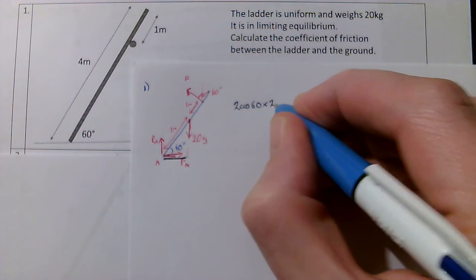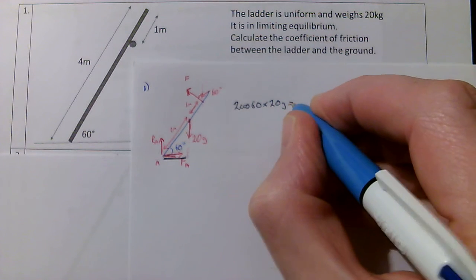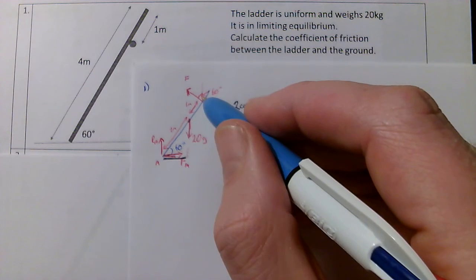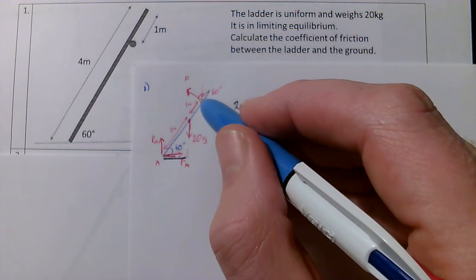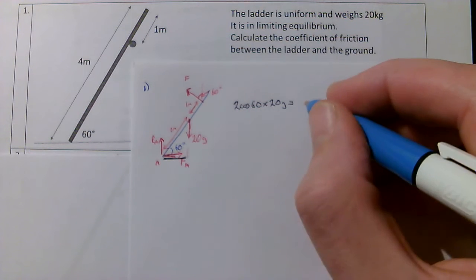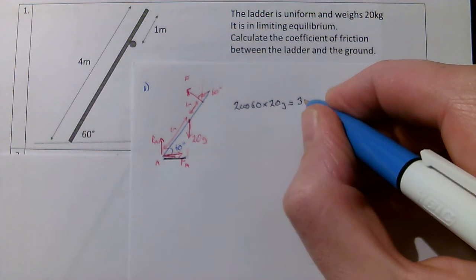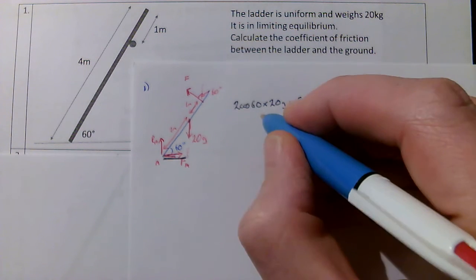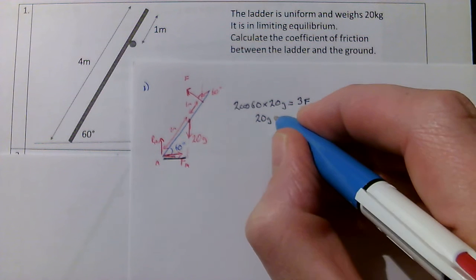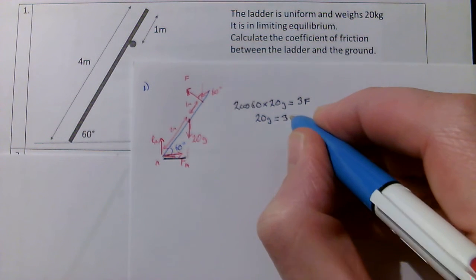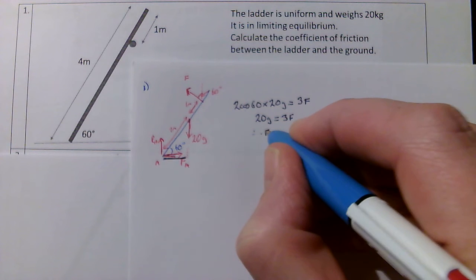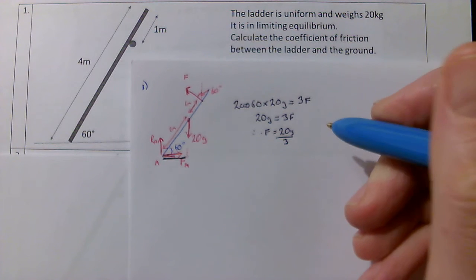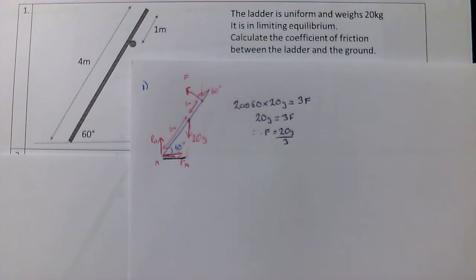So this distance here is 2 cos 60, so I can say 2 cos 60, which is this distance, times my force, which is 20g, must equal the moment of this force F. Well, this is already acting perpendicular, so this is the shortest distance, is equal to 3F. Well, cos 60 is a half, so it's 2 times a half, which is 1. So I can say 20g equals 3F. Therefore, F equals 20g over 3. Now, I've used my moments. There's nothing more I can do with my moments.